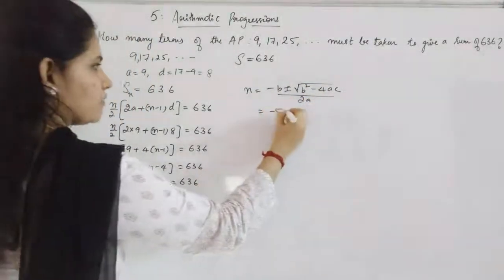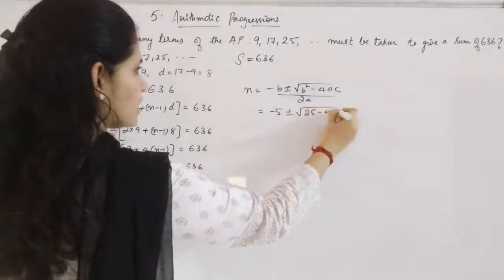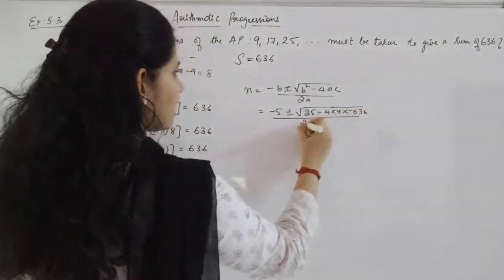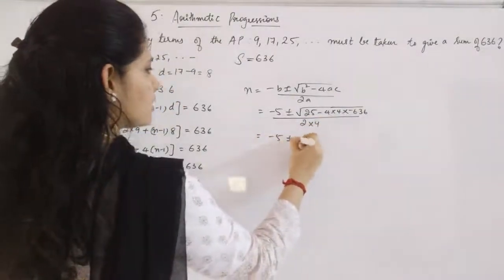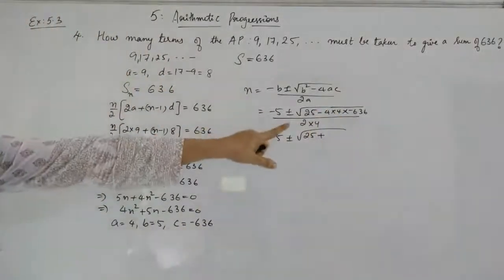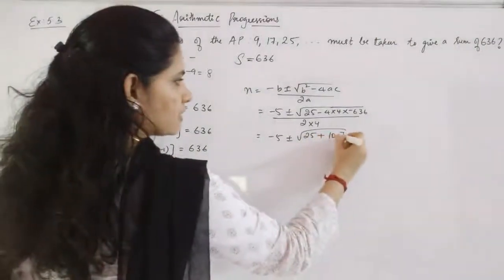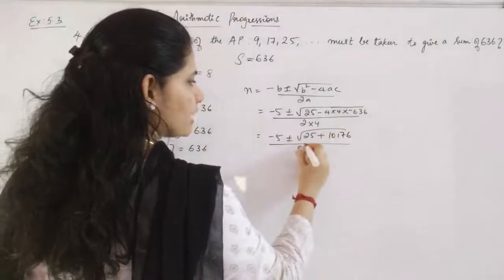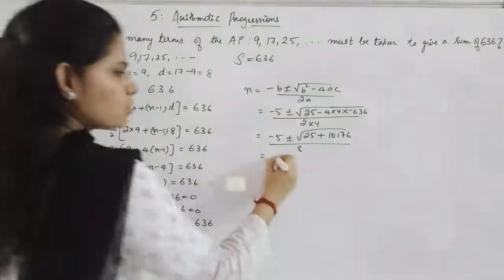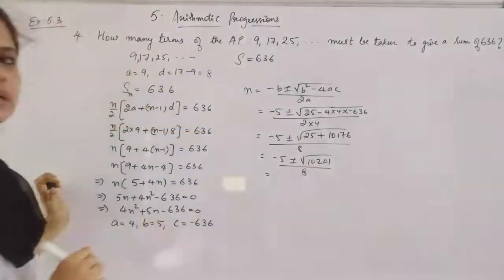Minus b means it is minus 5 plus or minus root of b square, which is 5 square, which is 25, minus 4 into a, a is 4, and c is minus 636, divided by 2a, again 4. So you get minus 5 plus or minus root of 25, this will become plus 4 into 636. That number you will get as 10176. Adding these two, that is 25 and 10176, will give you 10201. And the root of 10201 is 101.